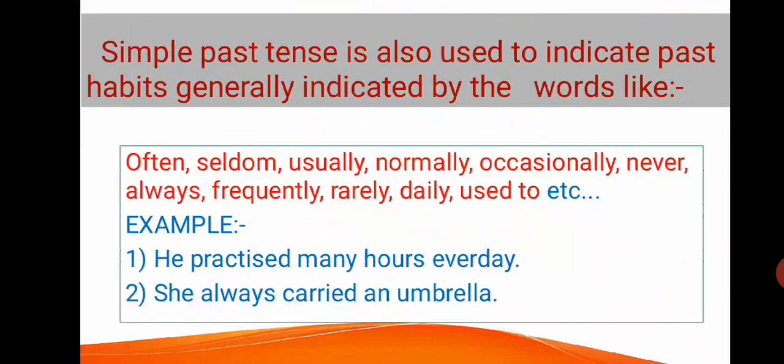Number 1, he practiced many hours every day. Now, because he is doing the same thing every day, it is a past habit, and every day is the word which is used to represent it. So it will become he practiced many hours every day. Now, look at the second example. She always carried an umbrella.